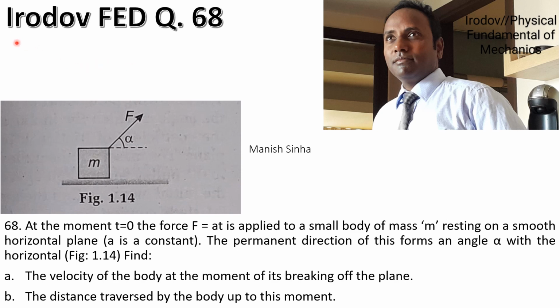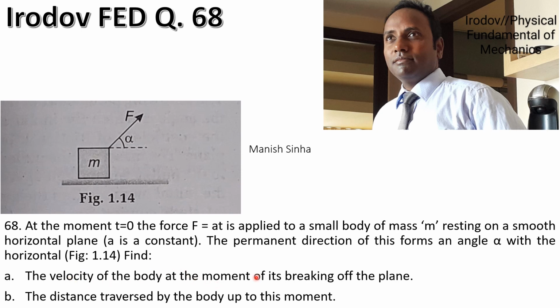Hello everyone, this question has been taken from Irodov, Fundamental Equation of Dynamics, question number 68. The question says, at the moment t equal to 0, the force F equal to A t is applied to a small body of mass m resting on a smooth horizontal plane. A is a constant. The permanent direction of the force makes an angle alpha with the horizontal.